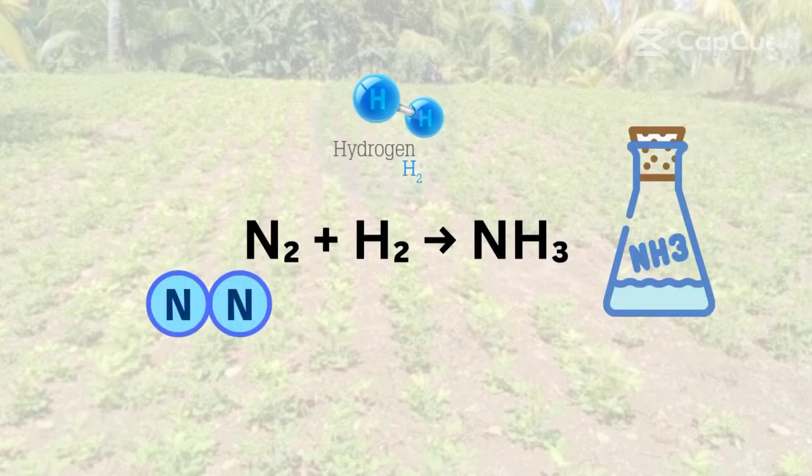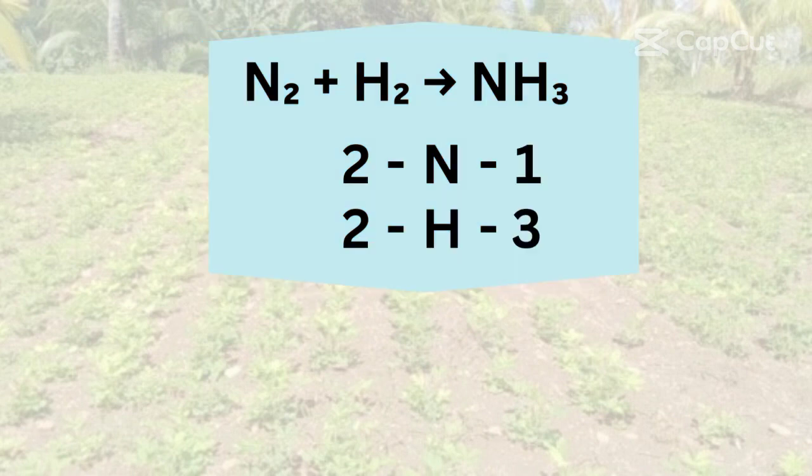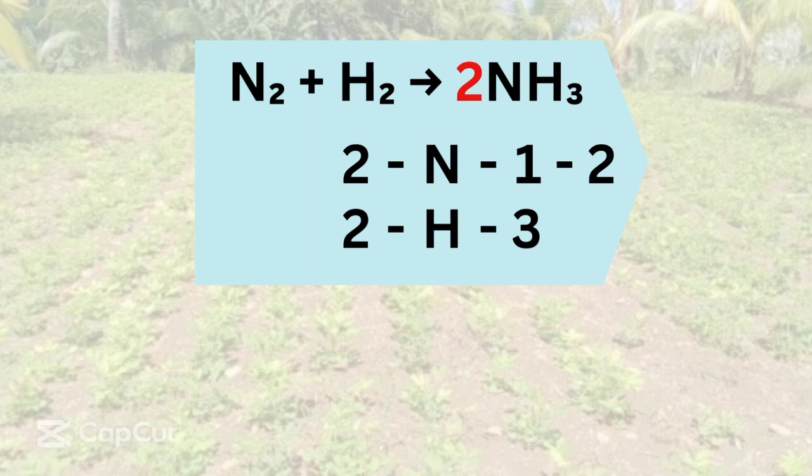Nitrogen gas plus hydrogen gas yields ammonia. On the reactant side, we have 2 nitrogen atoms and 2 hydrogen atoms. As for the product side, we have 1 nitrogen atom and 3 hydrogen atoms. To balance the nitrogen atoms, we'll add 2 on the product side, written as coefficient 2. When multiplied with 1, we'll now get 2. The nitrogen atoms are now balanced.